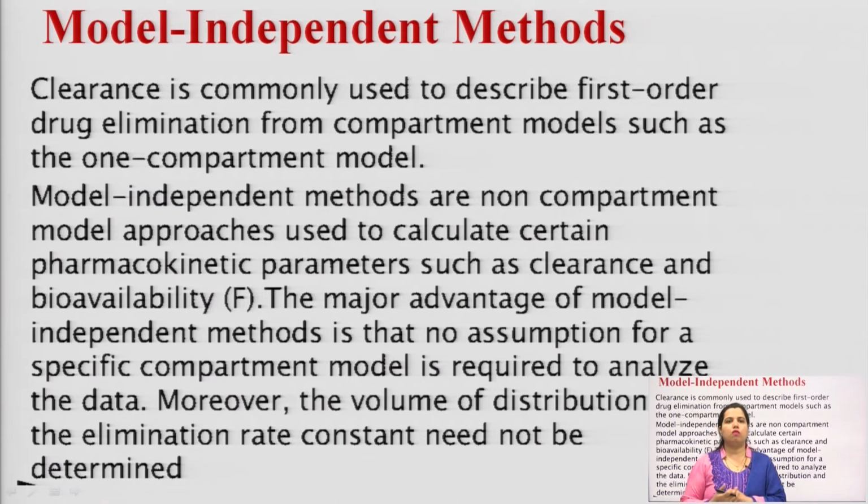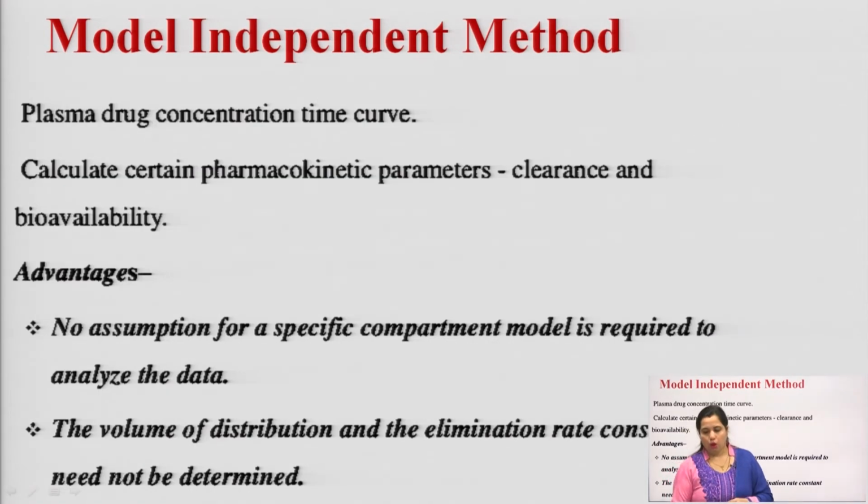Moreover, the volume of distribution and the elimination rate constant need not be determined. We do not need to determine the apparent volume of distribution and the elimination rate constant in that case. In the model independent method, the plasma drug concentration time curve is used to calculate certain pharmacokinetic parameters like clearance and bioavailability. So the advantages are that no assumption of a specific compartment model is required to analyze the data, and the volume of distribution and elimination rate constant need not be determined.